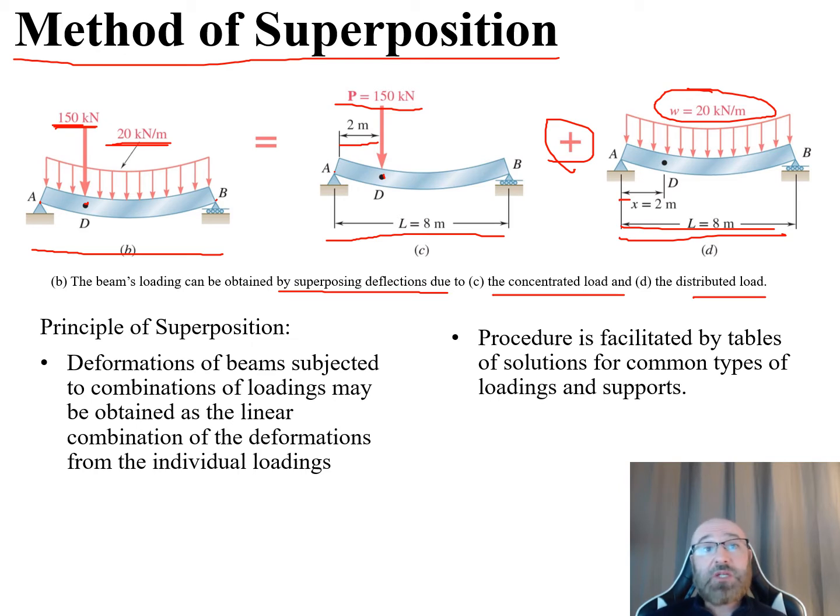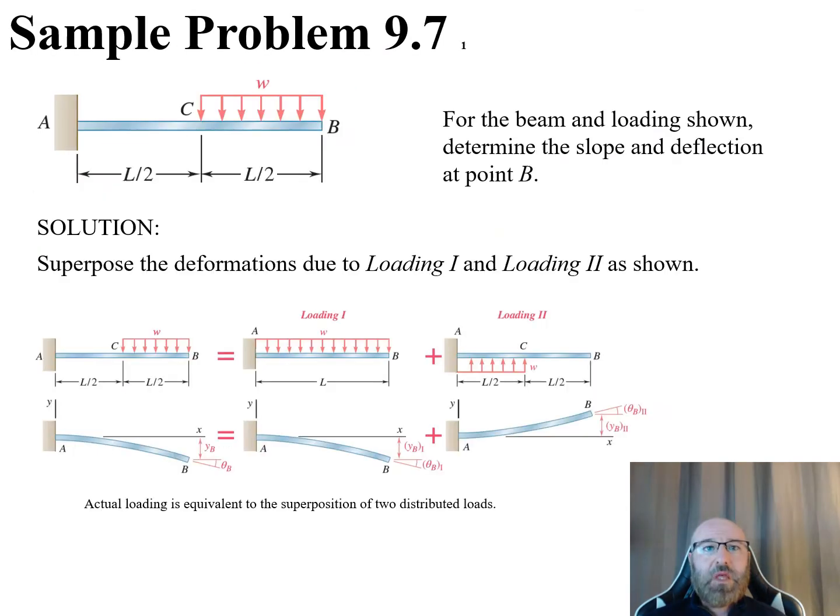Well, it says that deformations of beams subjected to combinations of loadings may be obtained as the linear combinations of the deformations from the individual loadings. So we can take a look at, like we saw up here, the individual loadings and look at the deformations from each of those. This procedure is facilitated by tables of solutions for common types of loadings and supports. So we need to double check those tables, make sure we're using them for the right application for our specific problem. Now let's take a look at an example problem for this method of superposition.